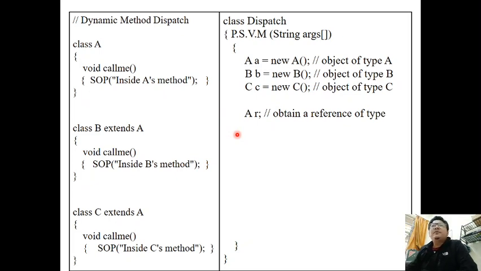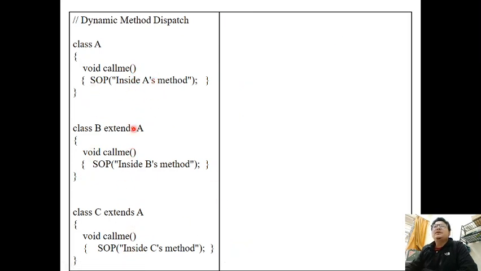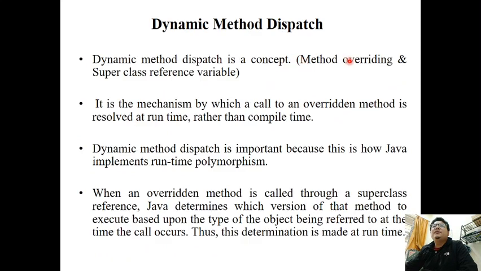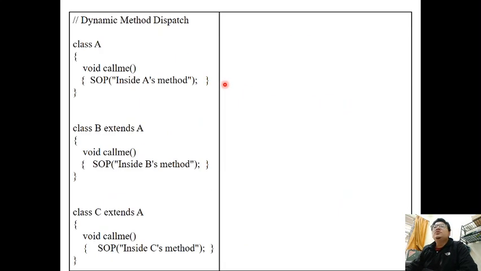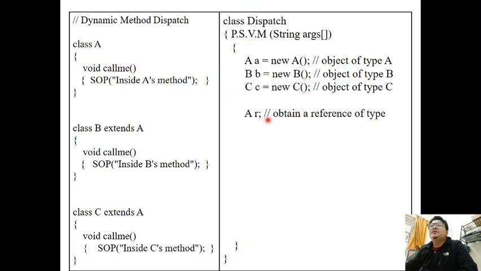For runtime polymorphism, you are using the concept of a reference variable. Overriding is written over here: callMe with empty parentheses, all three are the same and the implementation is different. So method overriding is done. Now the superclass reference variable means this: A is the superclass and R is the reference variable. So R can take the object of A also, B also, C also. That's the power of a superclass reference variable.